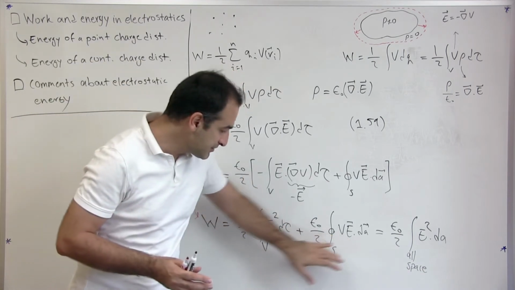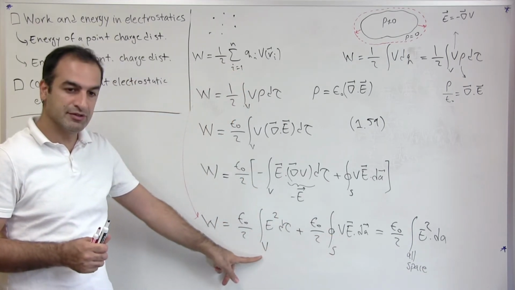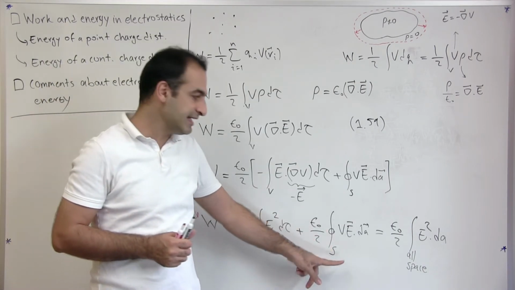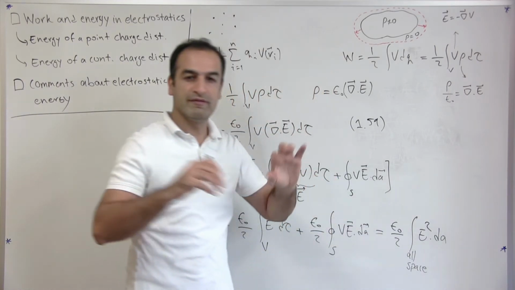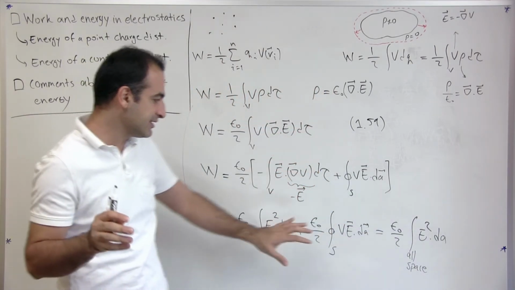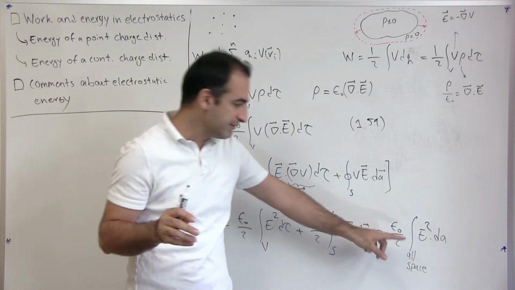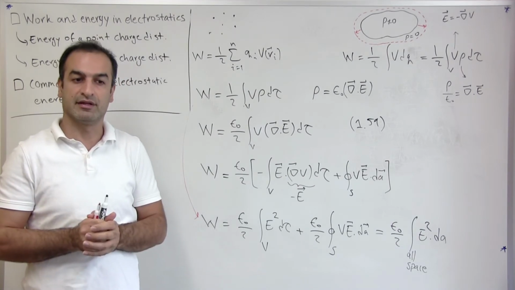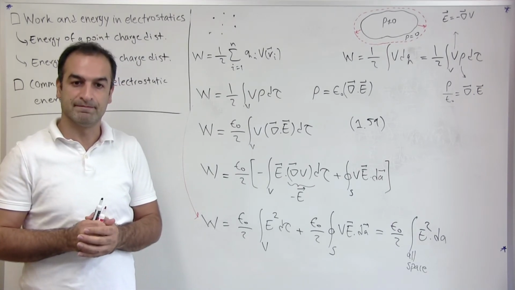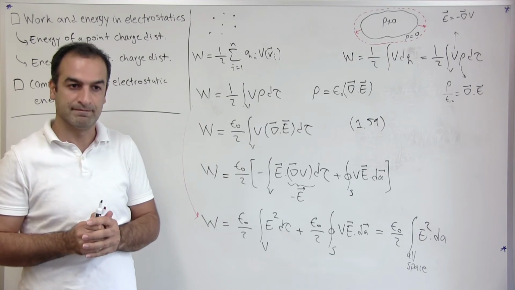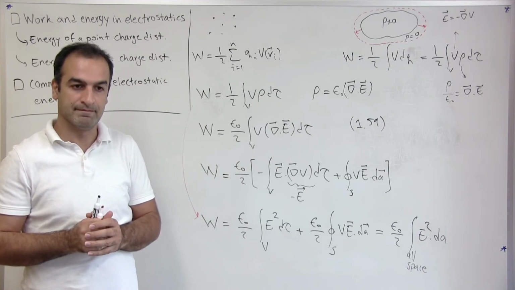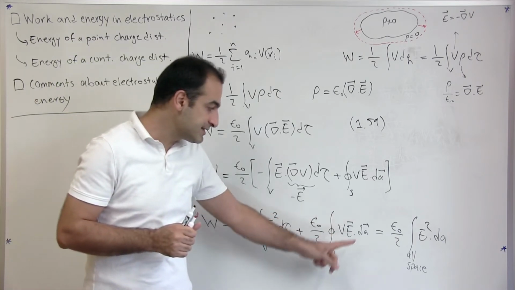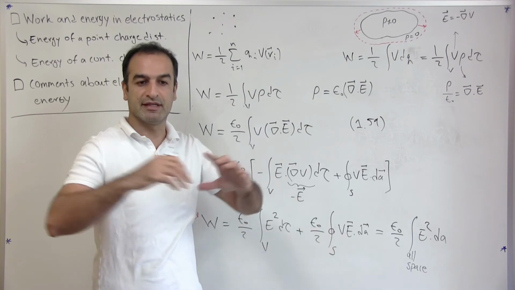If you are writing in terms of these two, the bigger the volume we choose, the more important the first term, the less important the second term. And if you include all the space all the way to infinity, the contribution of this term just vanishes, and we can only look at the first term to calculate the total energy of the electric charge distribution. So if we move the volume out all the way to infinity, the surface term just becomes zero.